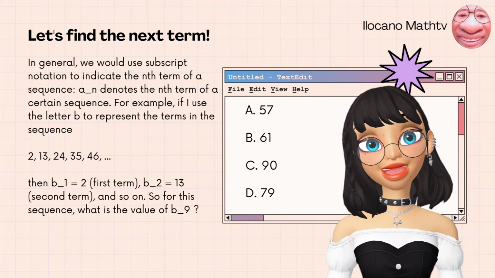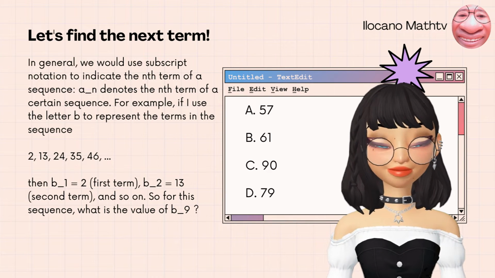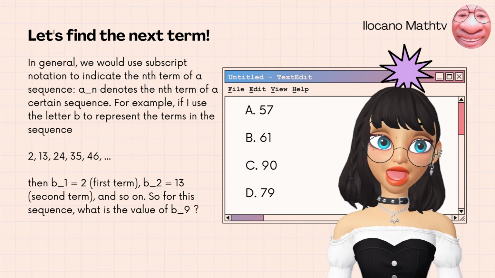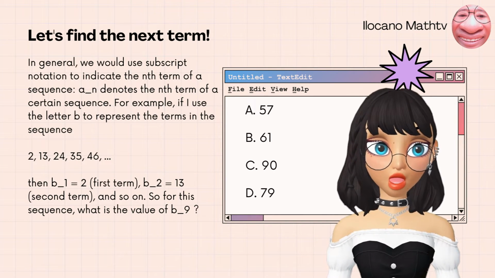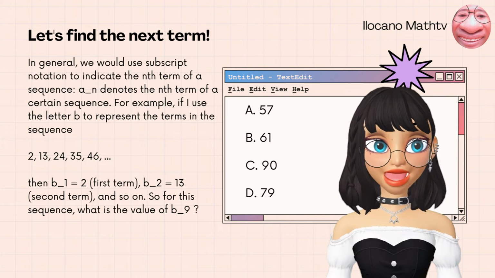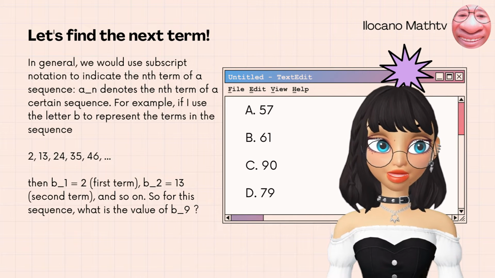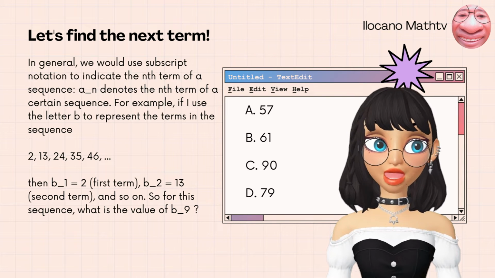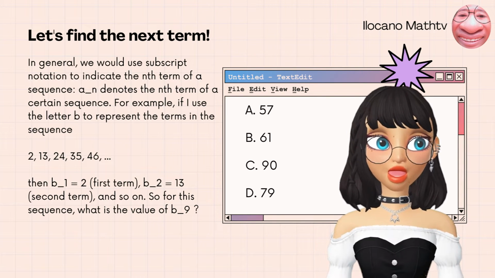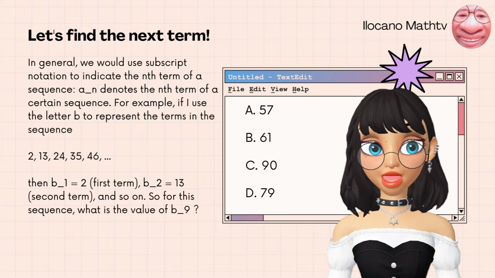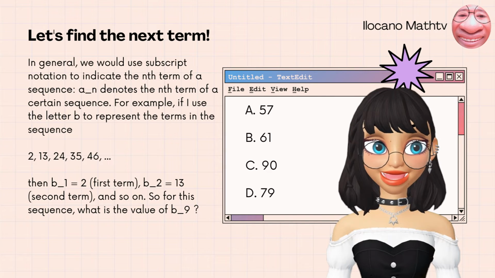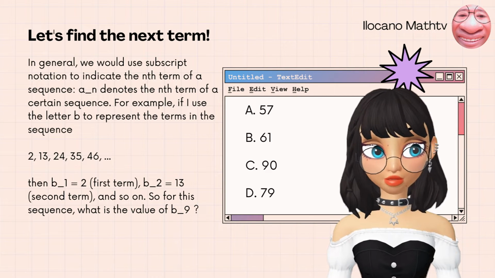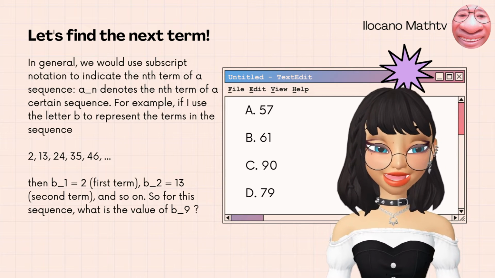Now let's proceed to the last question of the average round. Let's find the nth term. In general, we use subscript notation to indicate the nth term of a sequence. A sub n denotes the nth term of a certain sequence. For example, if I use the letter B to represent the terms in the sequence 2, 13, 24, 35, 46, then B1 is equal to 2, or the first term. B2 is equal to 13, or the second term.